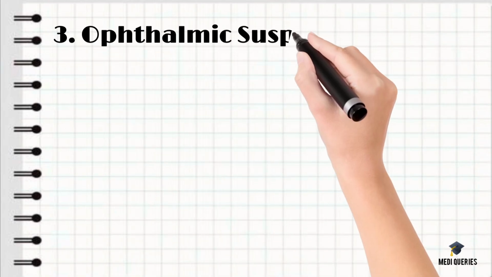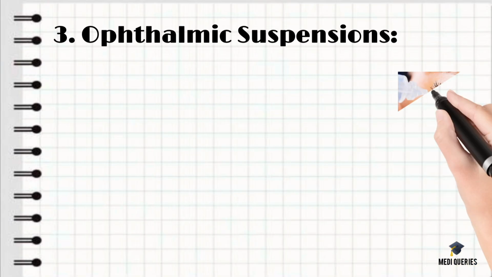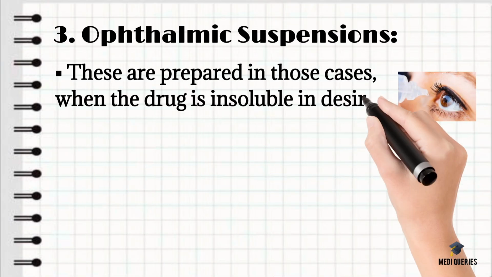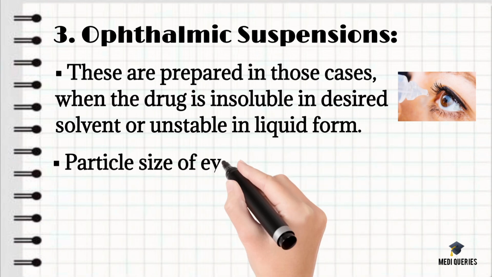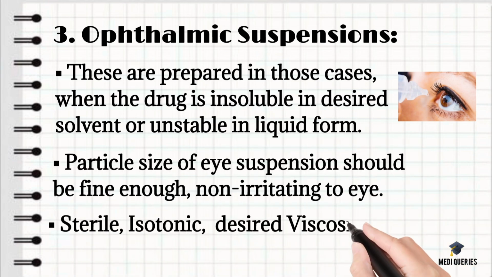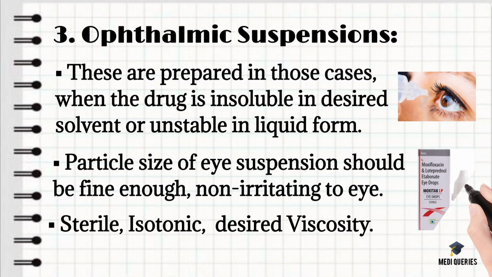And next is the ophthalmic suspensions. These are not commonly used compared to eye drops. They are prepared only in those cases when the drug is insoluble in the desired solvent or unstable in the liquid form. These suspensions must fulfill various conditions, like the particle size of the eye suspension should be fine enough so that it should not irritate the eye.